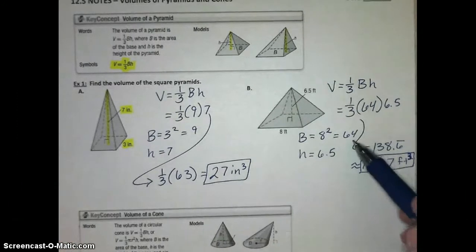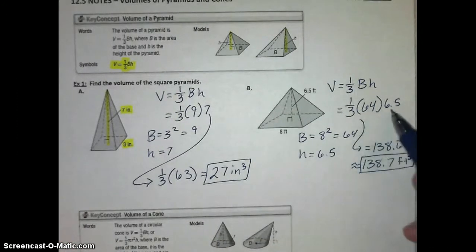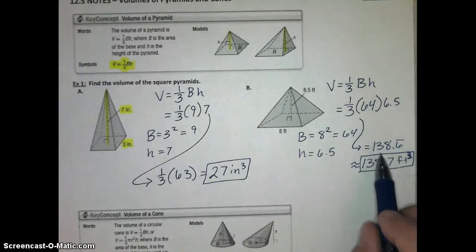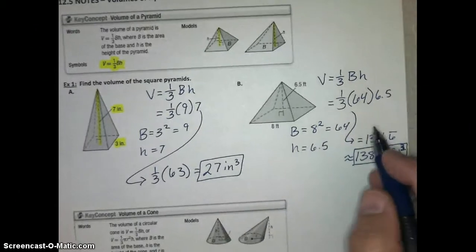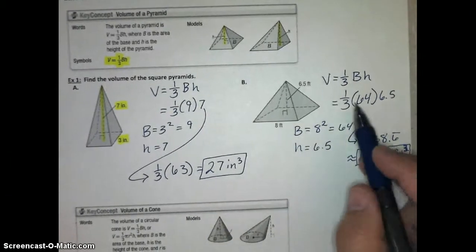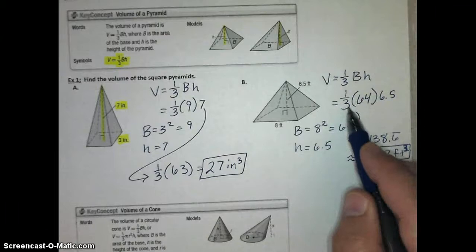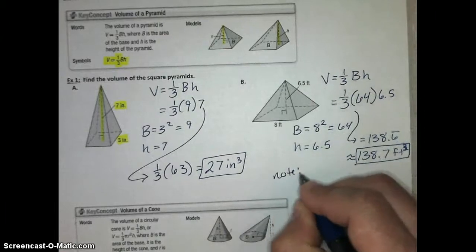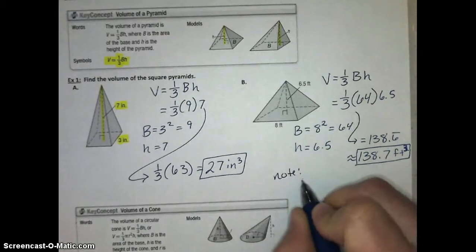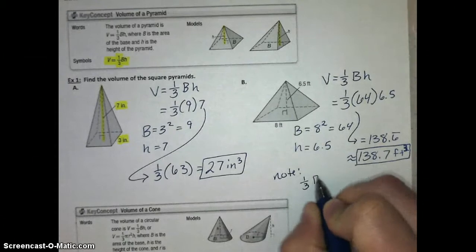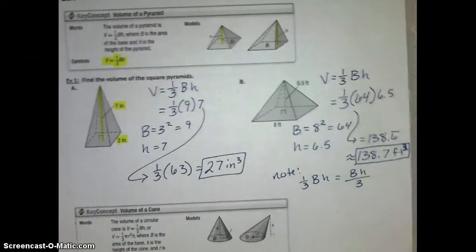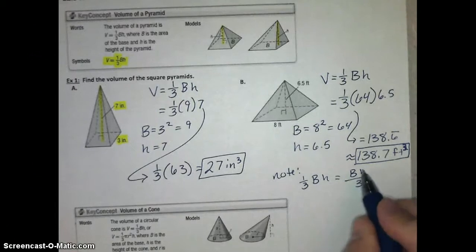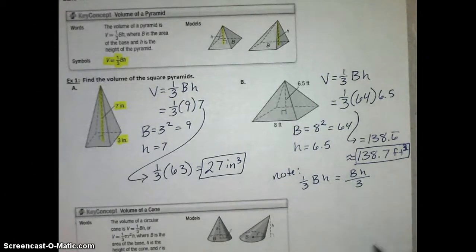A base area of 64 square feet and a height of 6.5. So when we plug those into our formula and do that calculation, we get 138.6 repeating, which is about 138.7 cubic feet. Now, if you're struggling with how to enter that in the calculator, remember 1/3 is the same as dividing by 3. So if I did this, that's the same as that. And so it might make more sense to multiply these two and then just divide by 3 when you're doing your calculations.